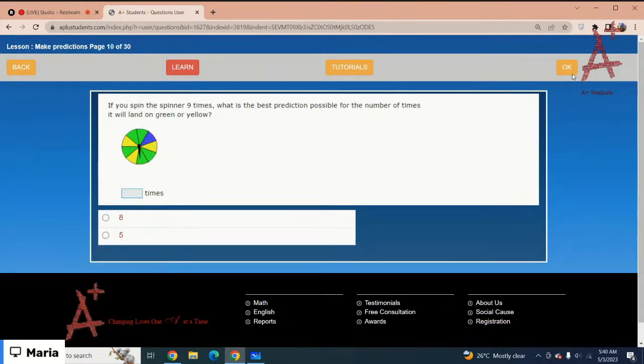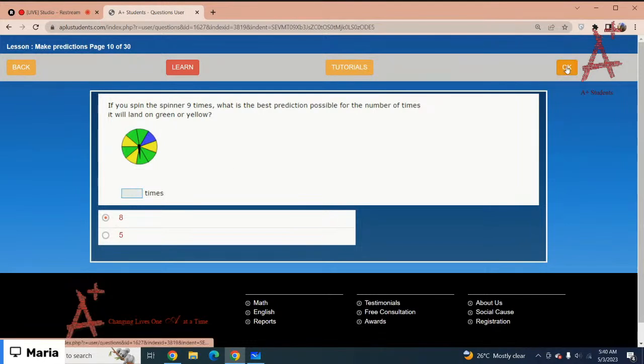If you spin the spinner 9 times, what is the best prediction possible for the number of times it will land on green or yellow? 1, 2, 3, 4, 5, 6, 7, 8. You have 8 portions that are yellow and green. Got it? That means you have 8 options that it will land on yellow or green. Got it?